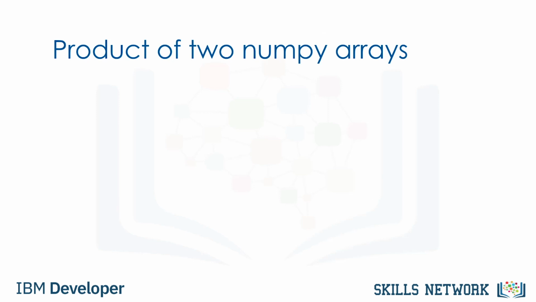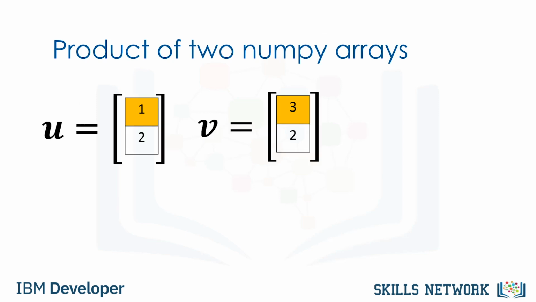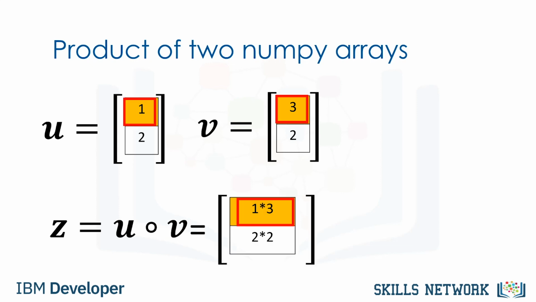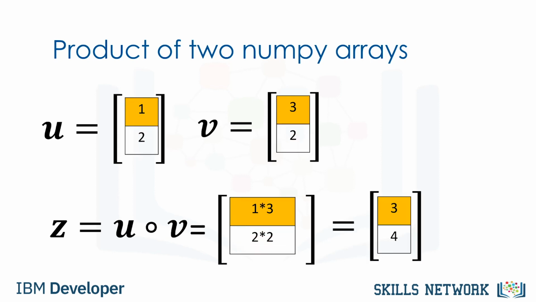Hadamard product is another widely used operation in data science. Consider the following 2 vectors, u and v. The Hadamard product of u and v is a new vector z. The first component of z is the product of the first element of u and v. Similarly, the second component is the product of the second element of u and v. The resultant vector consists of the entry-wise product of u and v.